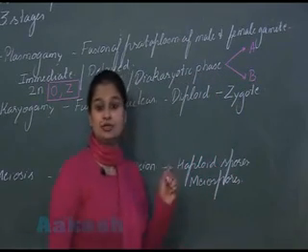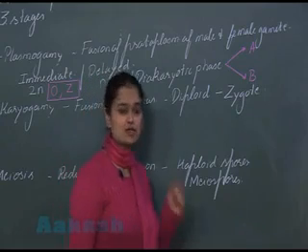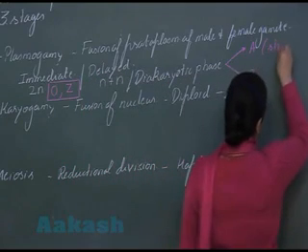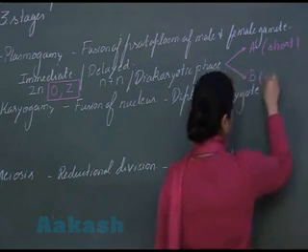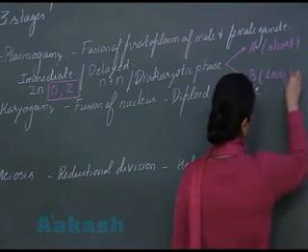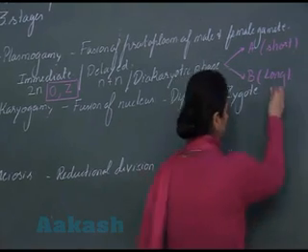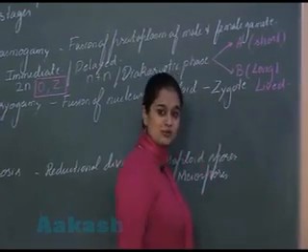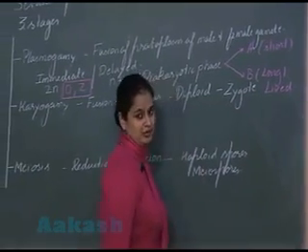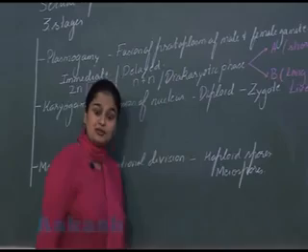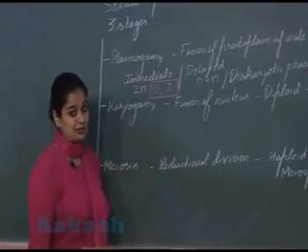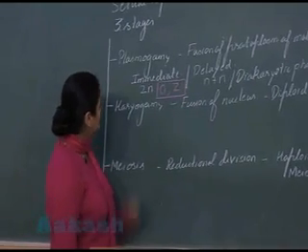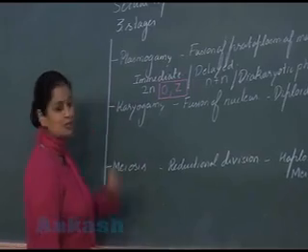Ascomycetes के अंदर ये जो dikaryophase है, this is short-lived. And in the basidiomycetes, this phase which is formed is long-lived. So these are the different steps involved in the sexual reproduction. Now the first step here is plasmogamy.